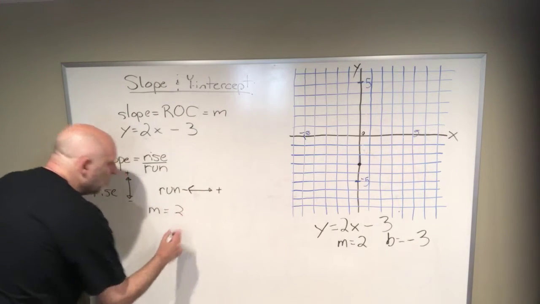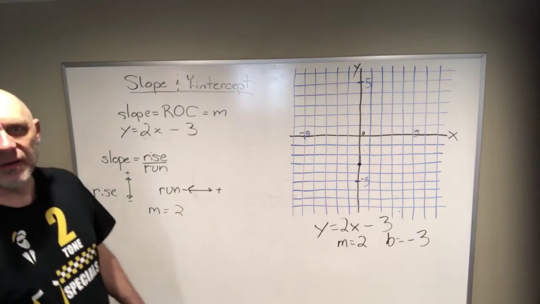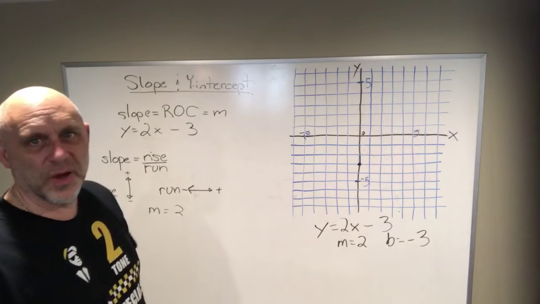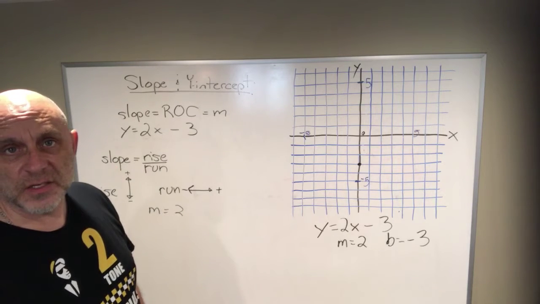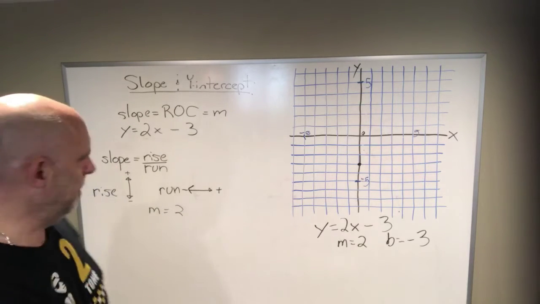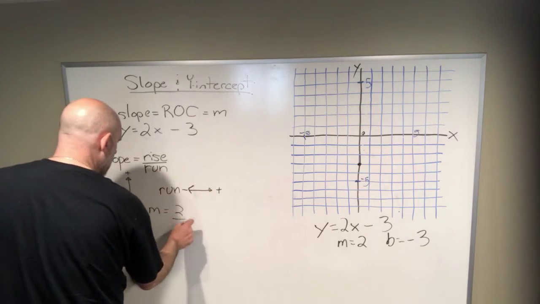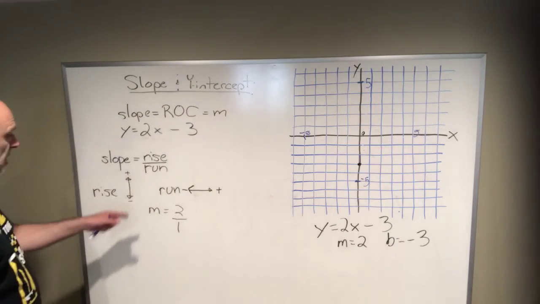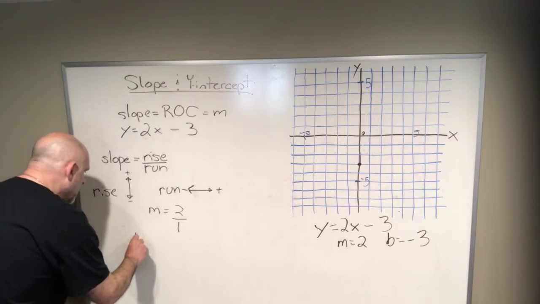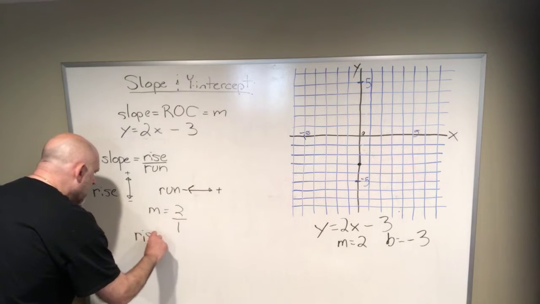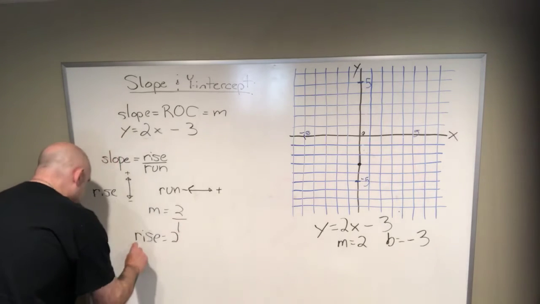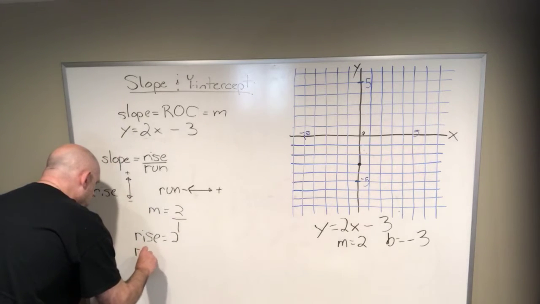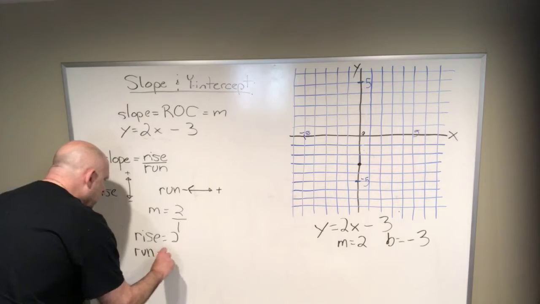And then you say, well, wait a minute. That's just a rise. Where's the run? Everything is a fraction. If you don't see it as a fraction, that means it's over 1. So this means we have a rise of 2. This means we have a run of 1.